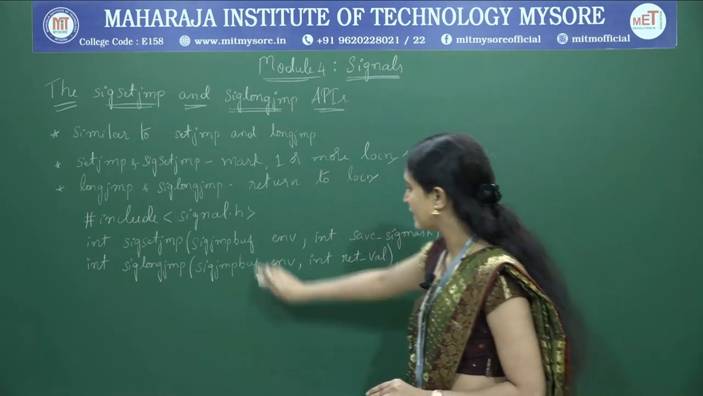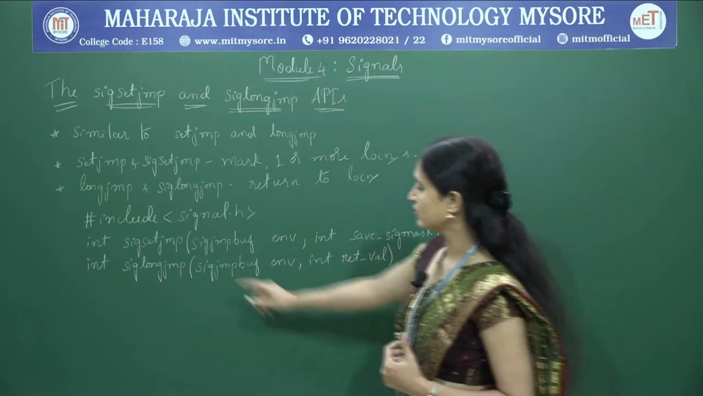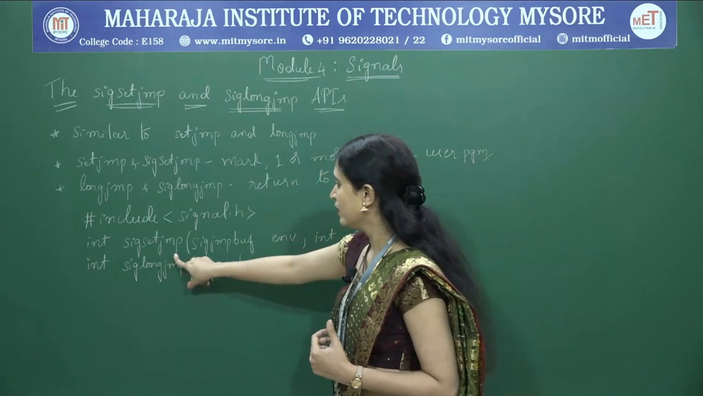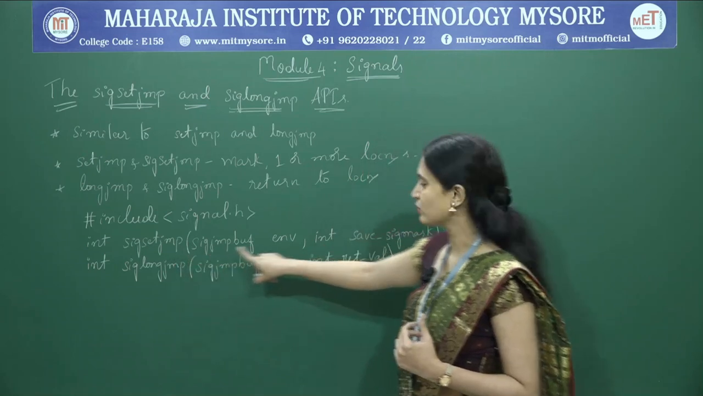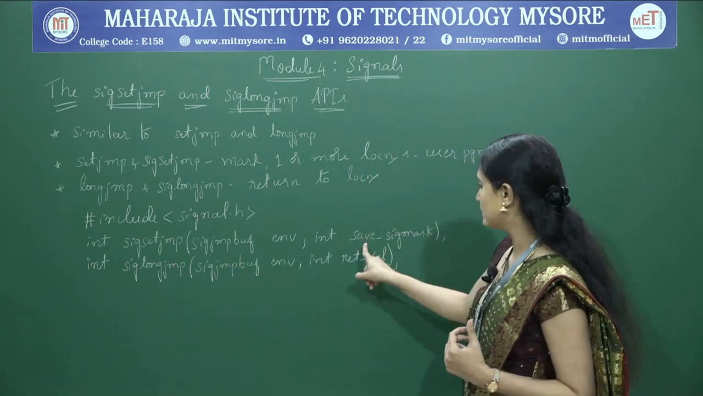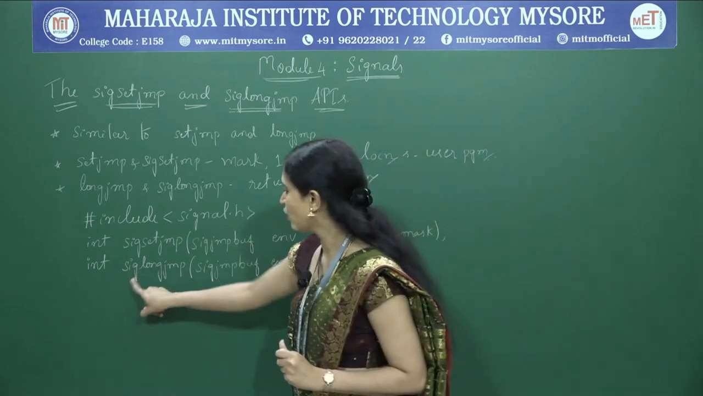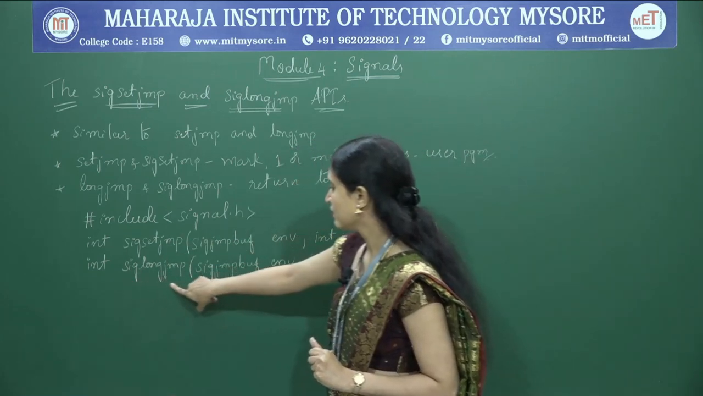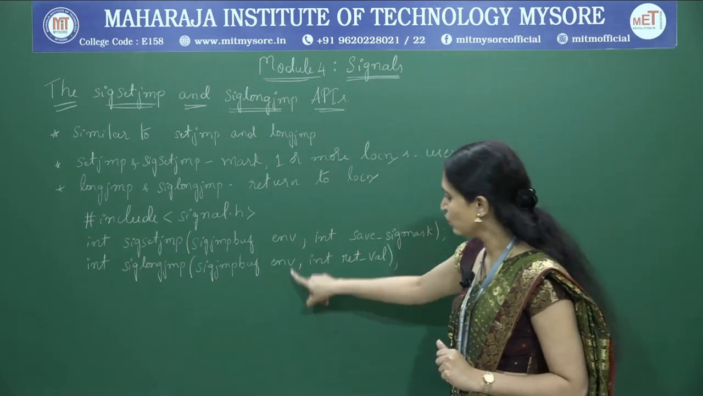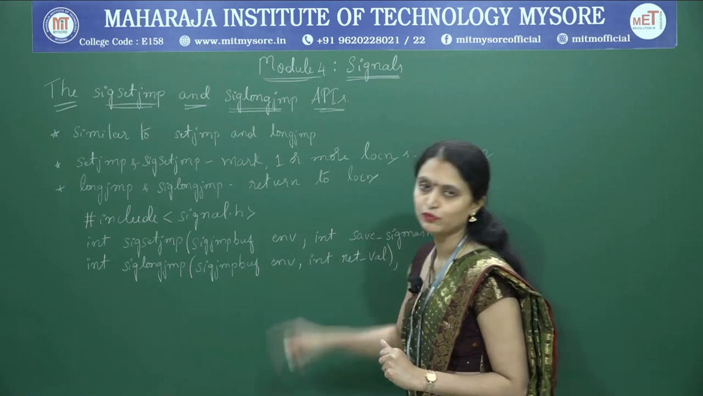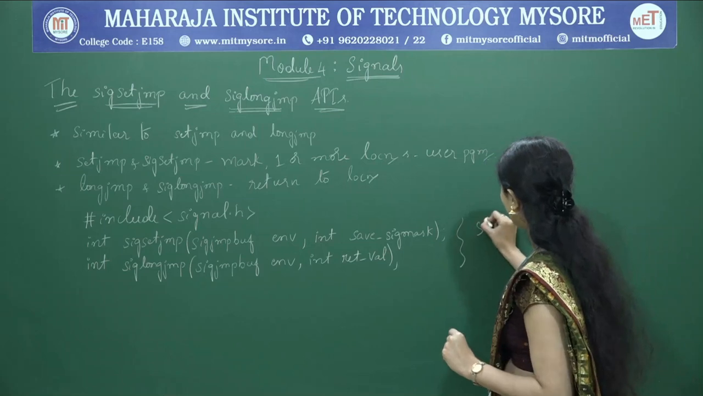So the prototype is like this. We have the include statement, that is signal.h, and then the API name sigsetjmp. It has got two arguments. This is similar to setjmp, but it has one more extra argument, save_sigmask. And then again siglongjmp, this API also has two arguments. These two APIs are mainly used for signal mask processing.